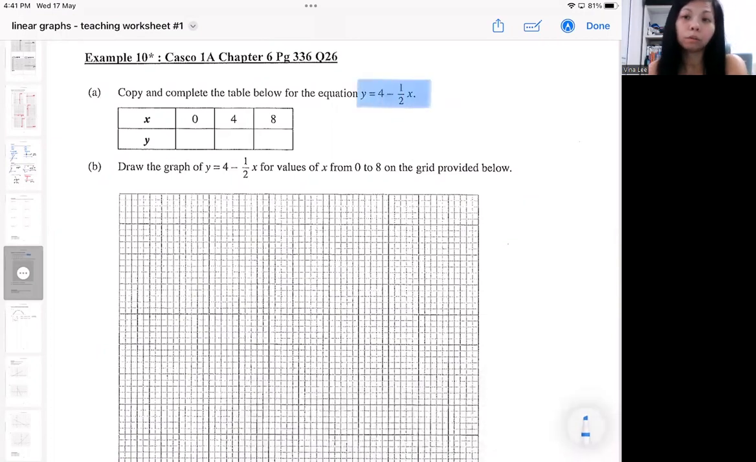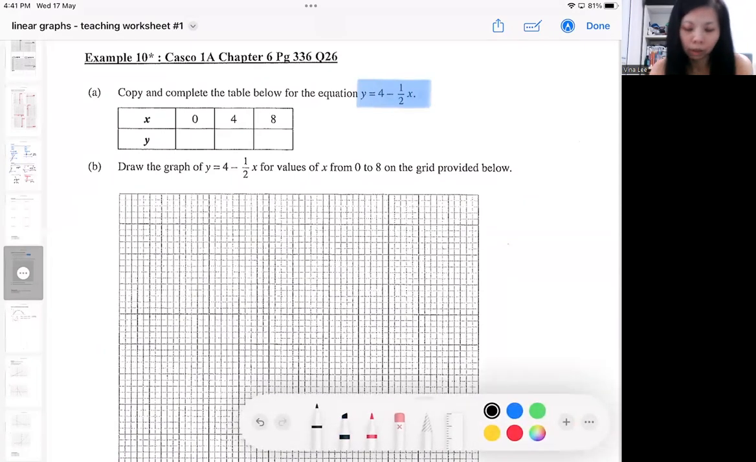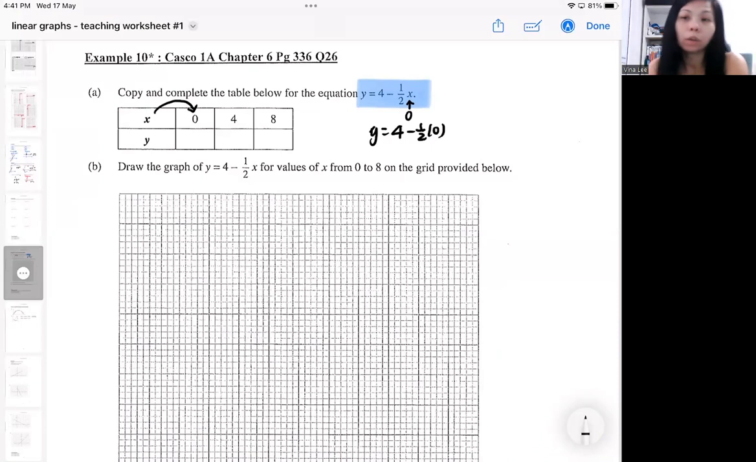And by now you should know how to fill up a table. So in case you forgot, let me just remind you. So for example, here x is 0. So you put in x equal to 0, and you punch calculator. What's your y coordinate? Okay, and then x is equal to 4.